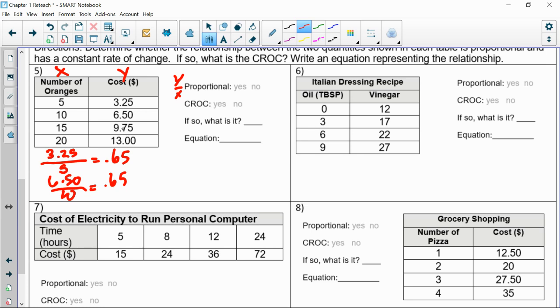All right, so now I'm going to take my 975. Divide that by 15. And I get our 0.65. And last one, 13 divided by 20. And we get that they're all 65. Now remember, that tells me it's because they are all reduced to 6500s. Yes, it is proportional.